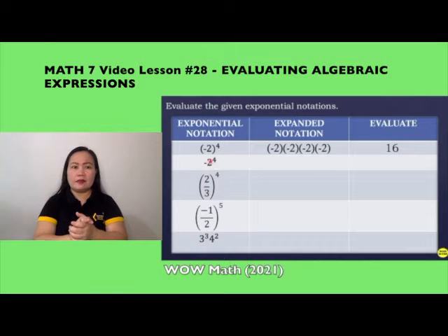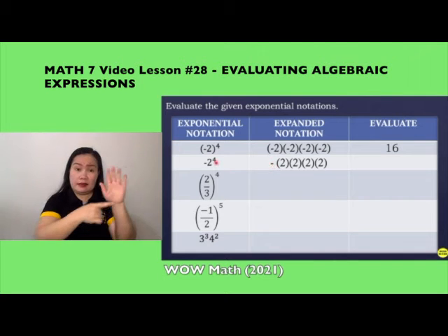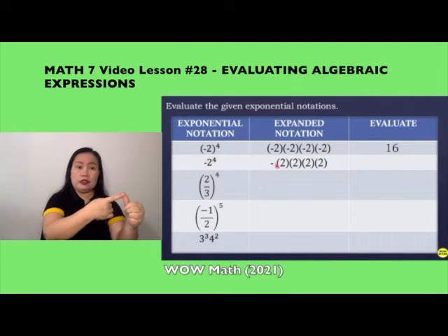Now, what if wala siyang parenthesis? Let's say, for example, negative 2 raised to 4. Okay? So, kapag ganito, ibig sabihin yung negative mo, nasa unahan lang siya. Okay? Ang i-raise to 4 mo ay yung positive 2 lang po.